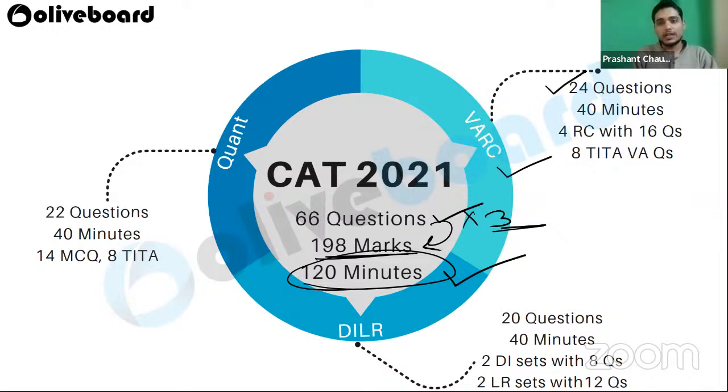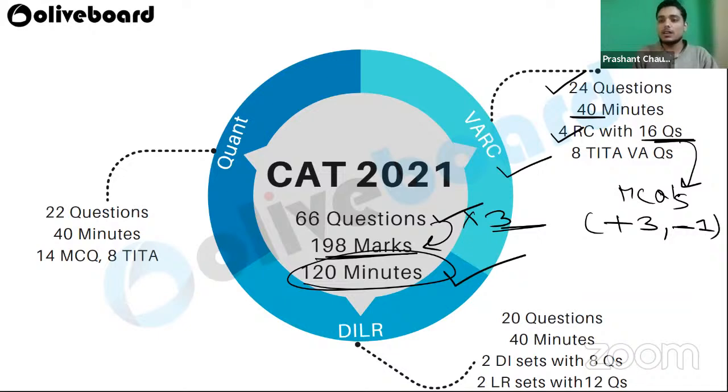VARC. There were 24 questions, 40 minutes were allotted for VARC, and there were 4 RCs with 16 questions, and these were MCQs. MCQs means there will be +3 marks for a right answer and -1 mark for a wrong answer, and there were also 8 verbal ability questions. These were non-MCQs, so there was no negative marking in these.